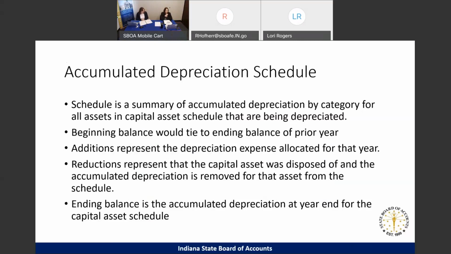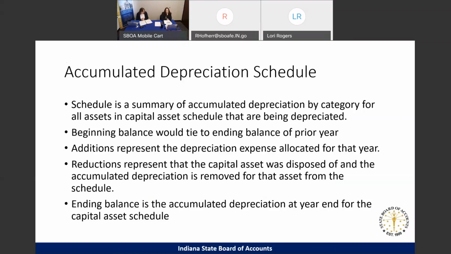You don't have a prior report to rely on. You will have to calculate the beginning balance of accumulated depreciation as it would have been shown if you've been keeping it all along, and we're going to get back to that. The additions represent the depreciation expense for that year, which is being added to the accumulated depreciation. So that column would actually show the depreciation by category. This would come from your depreciation schedules.